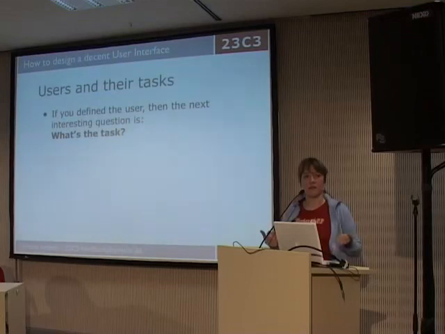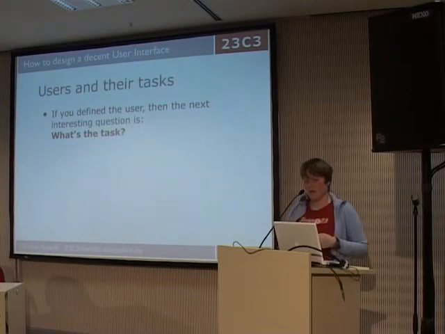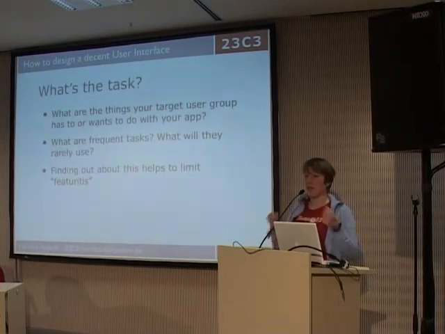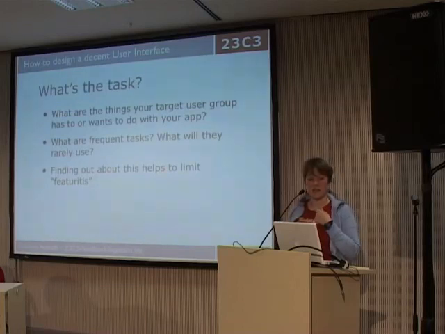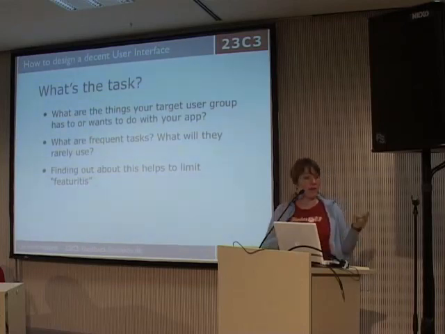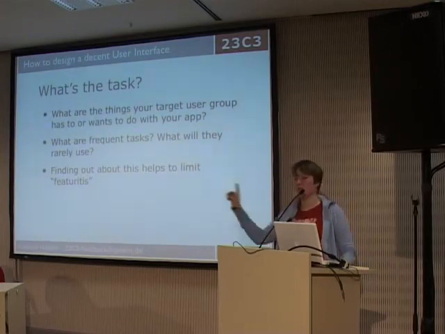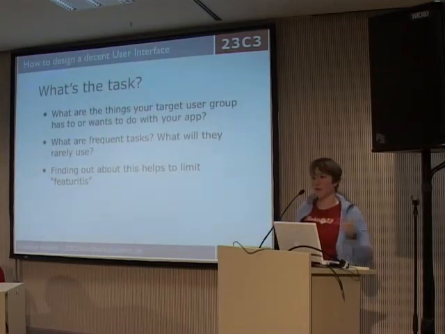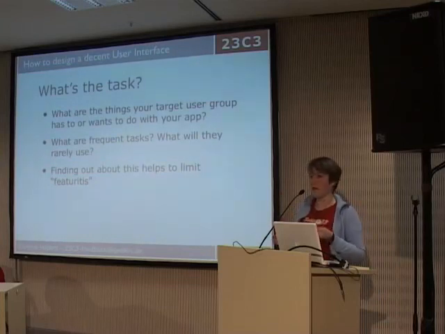And then when you've done that, the second interesting question is, what's the task actually about? What are the things that my target users want to do with my application? Or have to do? Sometimes, I mean, a lot of people are forced to use Windows in their workplace, things like that. What are frequent tasks? What are rare tasks? If you find out about that, then you can limit feature richness. It's like, I think we should have that extra button which says, and then you can say, no, we found out that our users never do that. And then you can just leave the button off. Things like that.